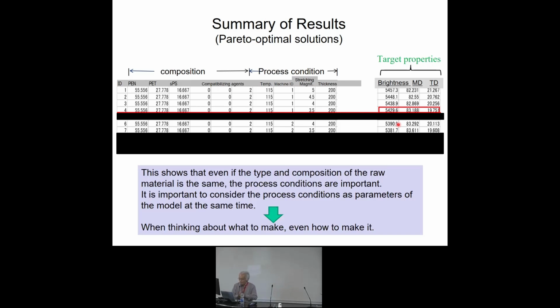Yeah, so even if the type of composition of the raw material is the same, the process conditions are important. It is important to consider the process conditions as parameters of the model at the same time, when thinking about what to make, even how to make it.